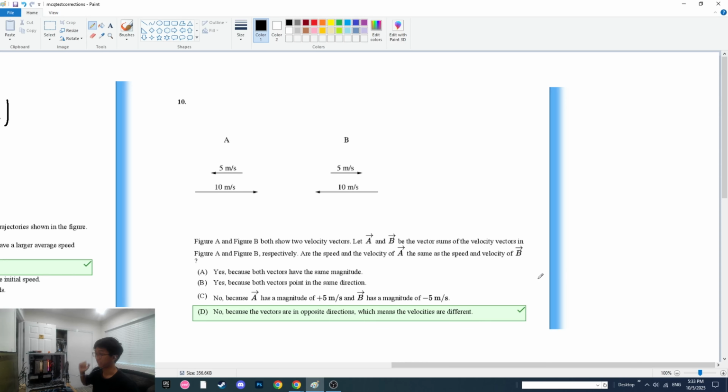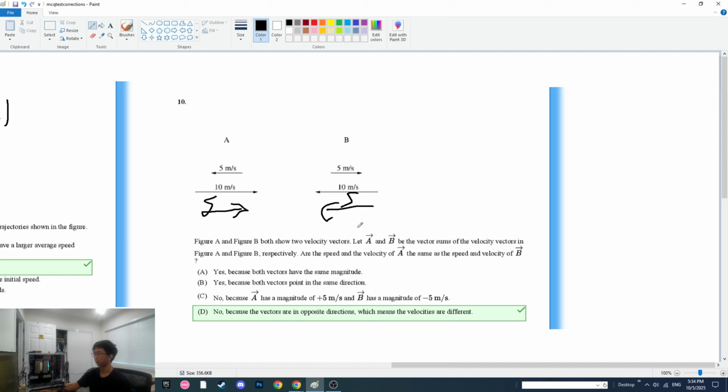And for number 10, we're asked: figures A and B show two velocity vectors. A and B are the vector sums of the velocity vectors, and we're asked, are the speed and velocity of A the same as the speed and velocity of B? For this one, we just add the vectors, and that means we get one like this and one like this, one going to the right. And since the vectors are going in opposite directions, that means the velocities will be different.